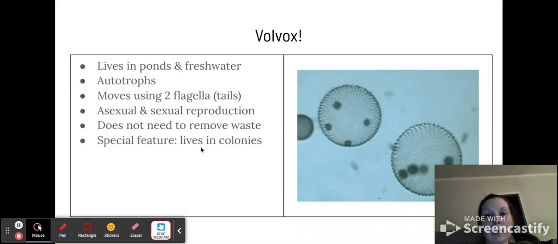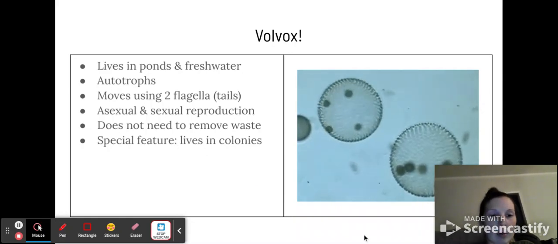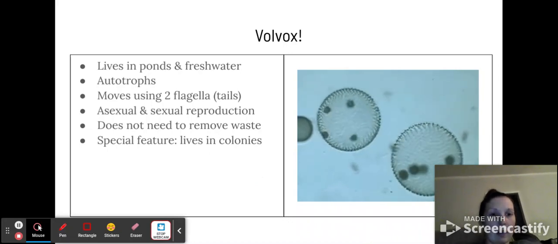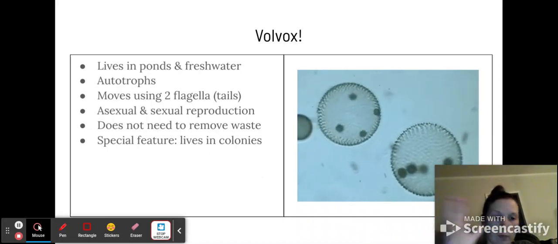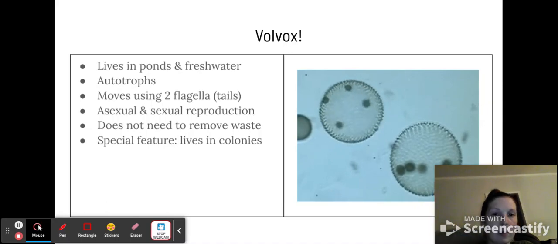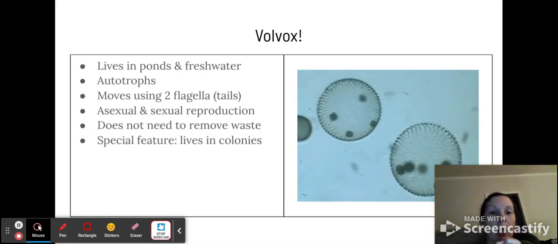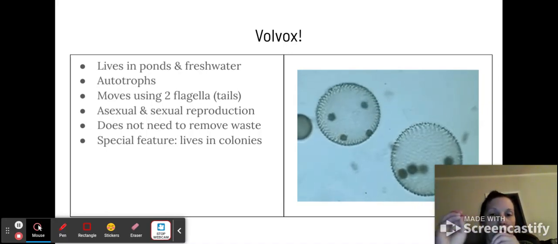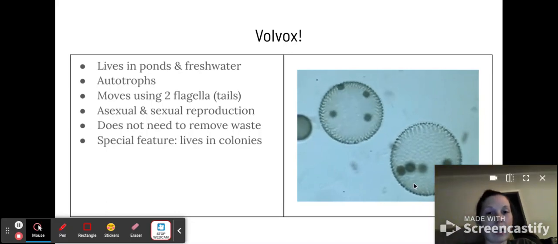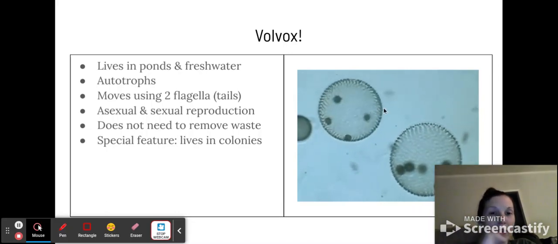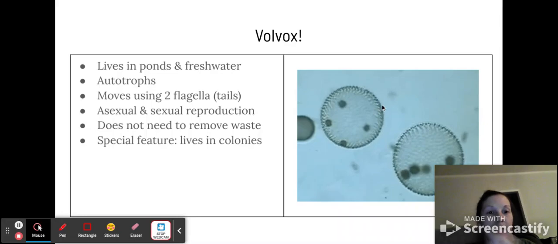Their special feature is they live in colonies, so you can see two of them are here. A lot of times when you see these on a petri dish or anything like that, they are a giant colony. If it's in a petri dish, you have to really use a microscope, but you see that there are clusters of these. And they actually do what they call dance. So this one that is circling around is called a dancing volvox.